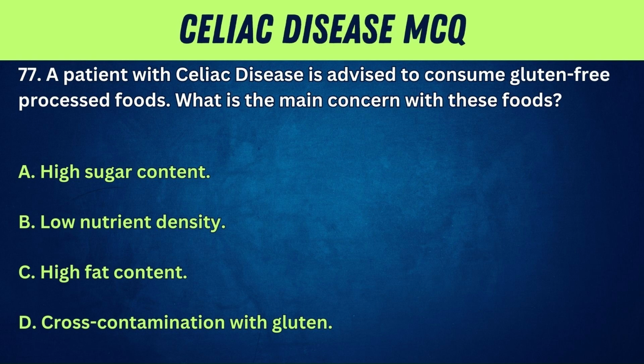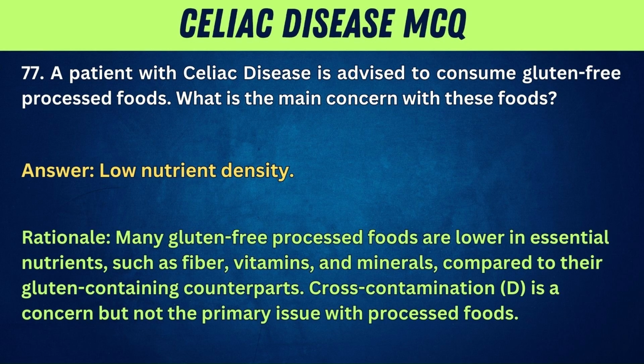77. A patient with celiac disease is advised to consume gluten-free processed foods. What is the main concern with these foods? A. High sugar content. B. Low nutrient density. C. High fat content. D. Cross-contamination with gluten. Answer: low nutrient density. Rationale: many gluten-free processed foods are lower in essential nutrients, such as fiber, vitamins, and minerals, compared to their gluten-containing counterparts. Cross-contamination, D, is a concern but not the primary issue with processed foods.